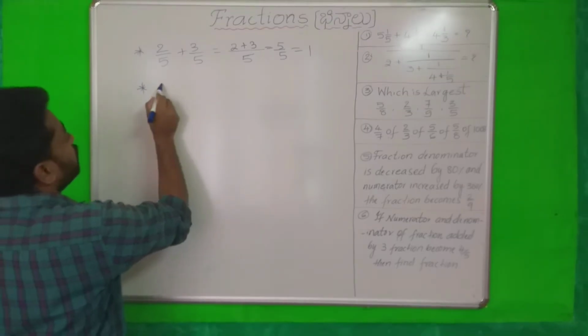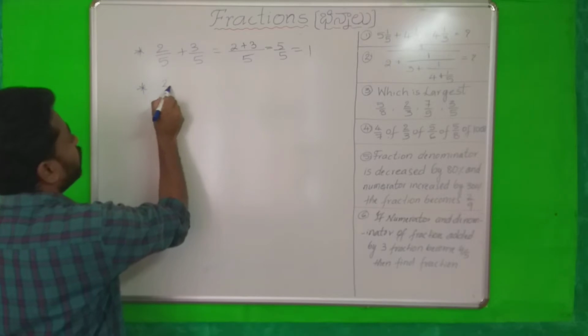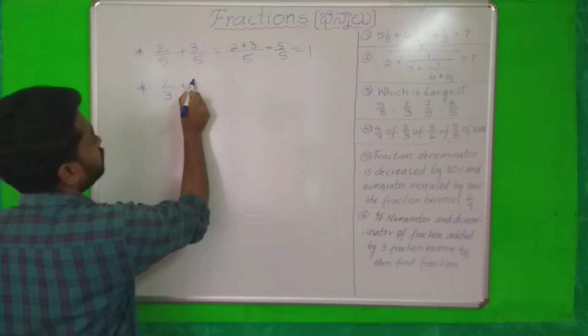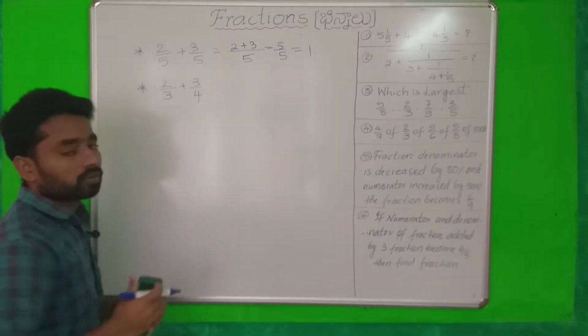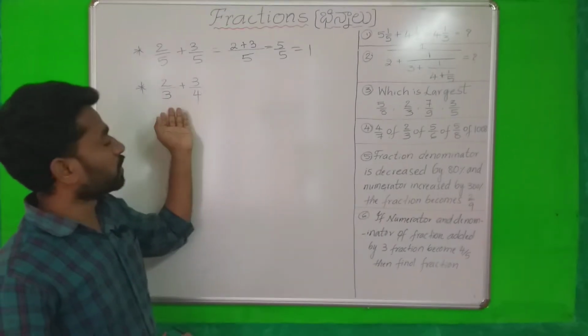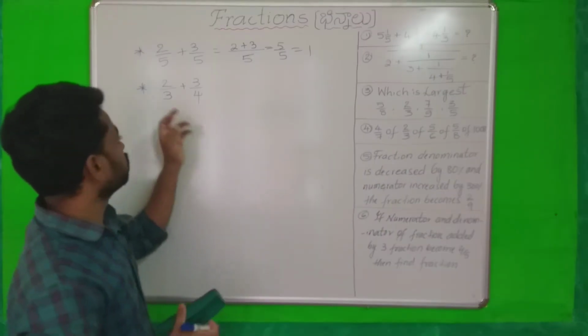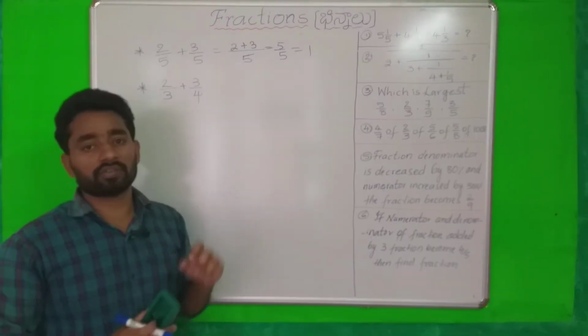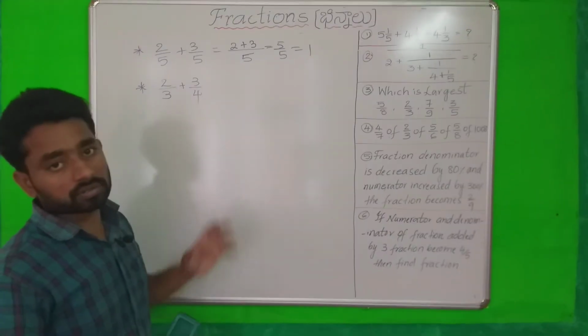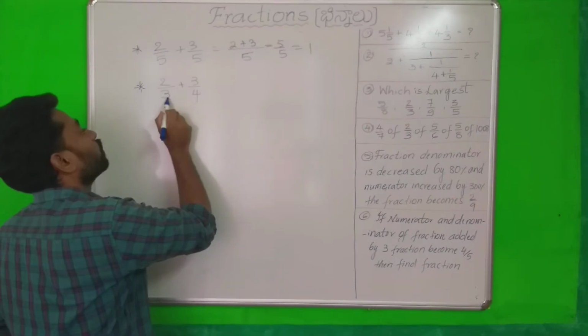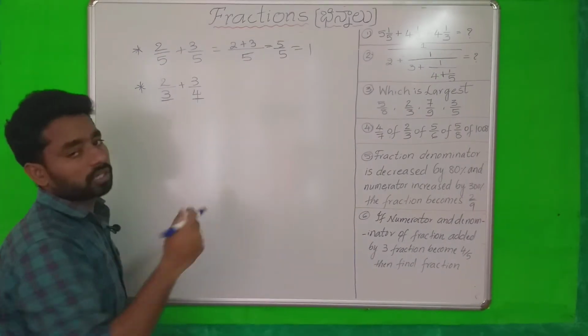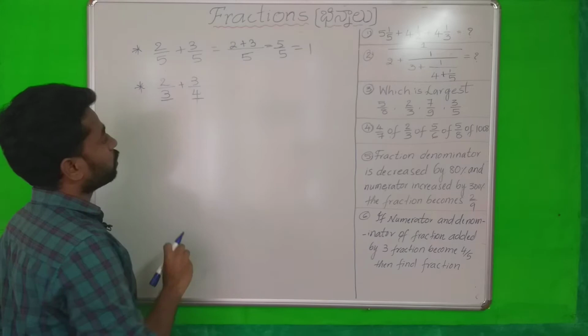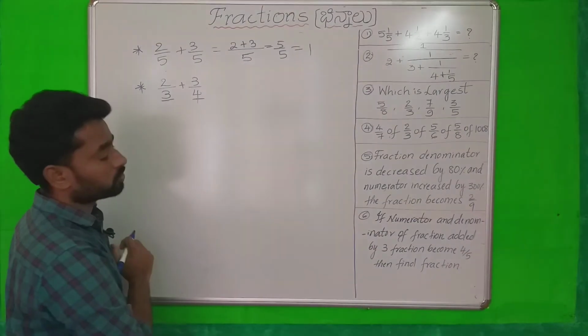Next is addition with unlike fractions. I am taking 2 by 3 plus 3 by 4. How can you add these two? With unlike fractions, some students will do it like this: 2 plus 3 is 5, 3 plus 4 is 7, and they will write 5 by 7. So it is very wrong. How can you do it? First we have to make the denominators equal. How can you make the denominators equal? I am going to say two processes.